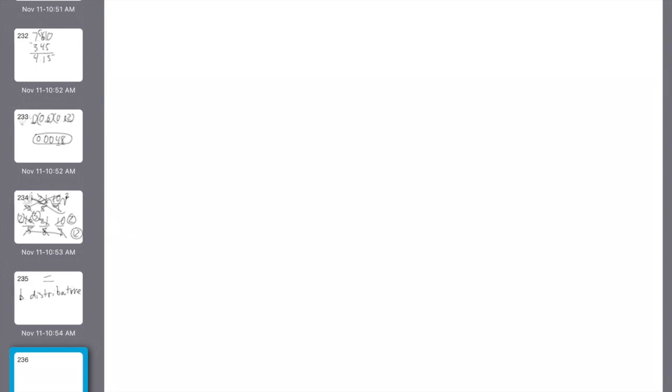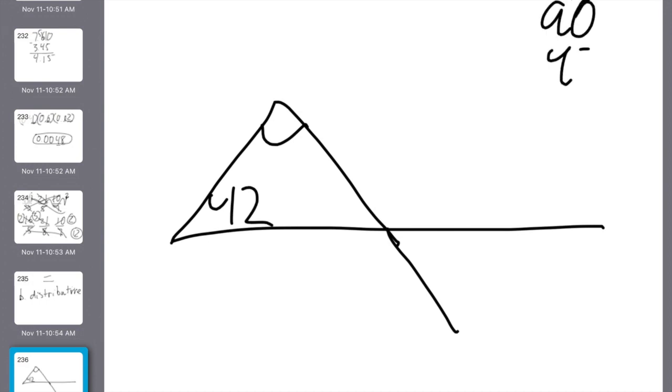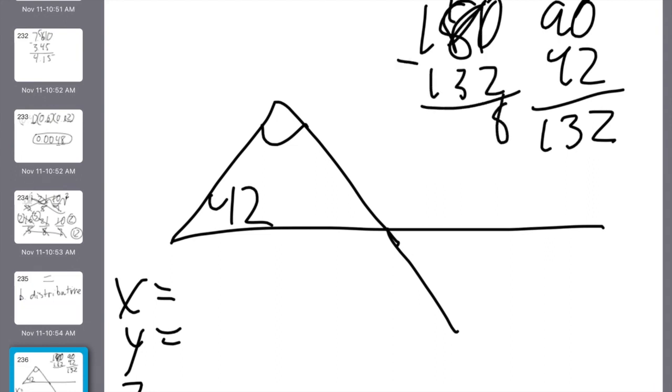Awesome. And 30, find the missing measurements. They gave you this time a right angle and 42. I know a right angle is 90, so I add 42 to it, and I get 132. I need to find x and y and z. So x, y, and z. I subtract. Triangles always add up to 180. So I subtract 132 from it. Get an 8, get a 4. So I know x is 48.